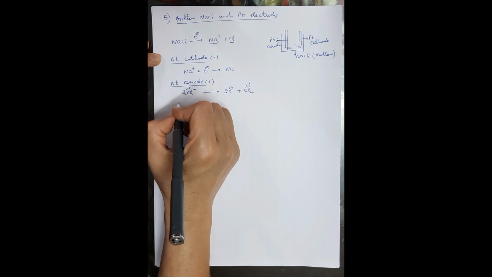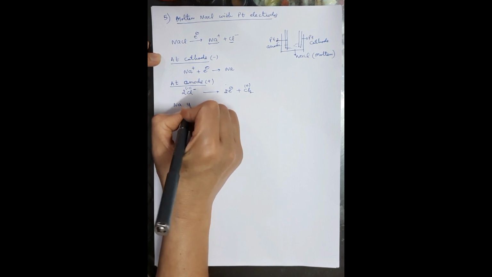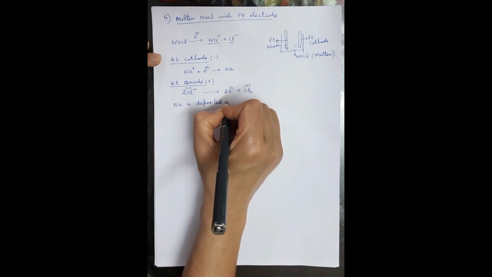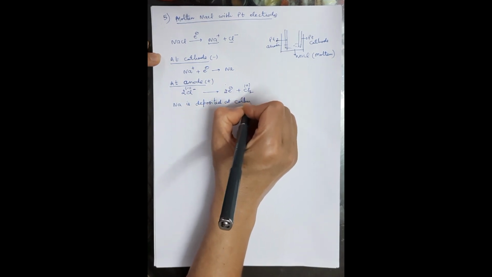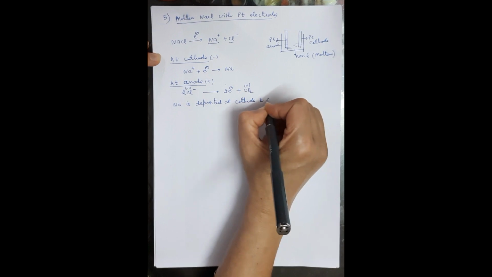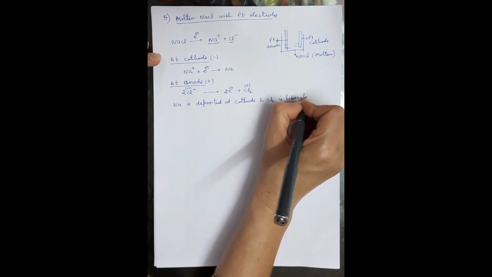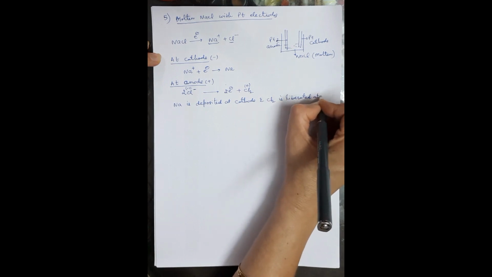So what is the final result here? Sodium is deposited at cathode and chlorine gas is liberated at anode.